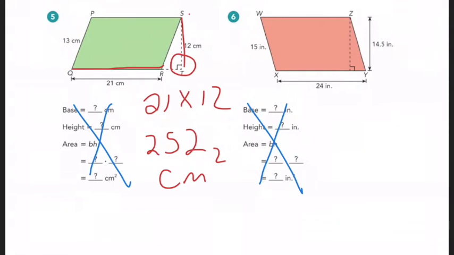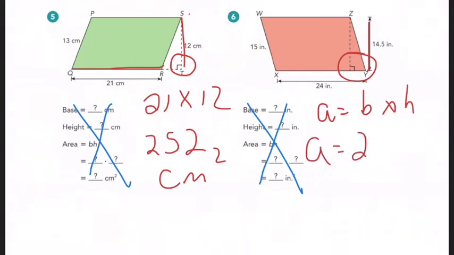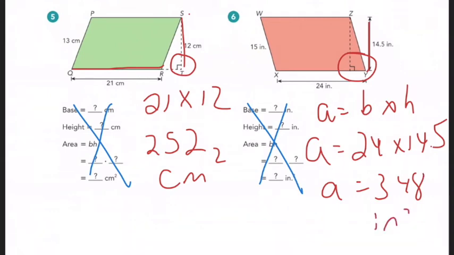All right, so the next one, what you're going to do is find the right angle. And the right angle for this one is right here. So this height is 14.5. So area equals base times height. The base is 24. The height is 14.5. Now, again, you can use a calculator. So when you use a calculator, you get 24 times 14.5. Your answer is area equals 348, and it's inches squared.